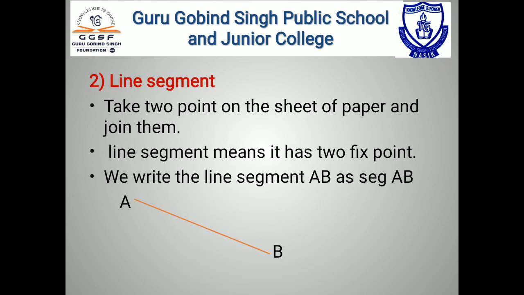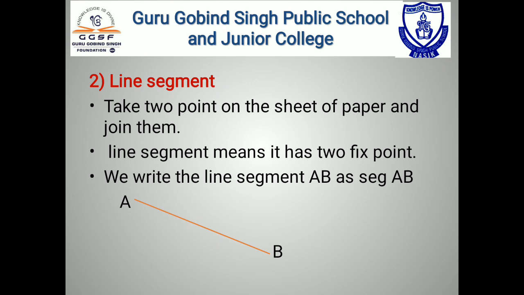Second, line segment. Suppose two points are taken on a paper or a plain sheet. If we join them, what do you see? A line segment is drawn. Why we will say it is a line segment? Because it has two fixed points, one start point and one end point. So line segment is defined as it has two fixed points, means some specific distance.